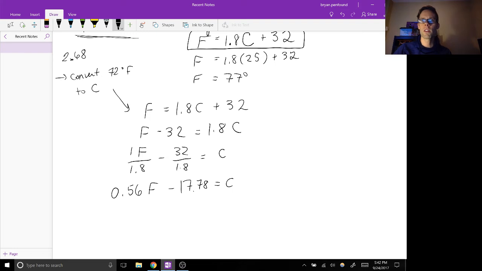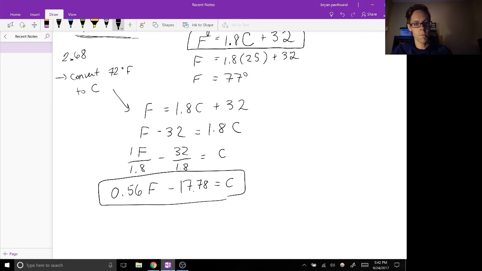And then the second part of this question is just asking us to convert 72 degrees Fahrenheit into a Celsius value. So now I can input 72 into here and figure out what that is in Celsius. So 0.56 times 72 and subtract 17.78. So I got something that's about 22.54 degrees Celsius.